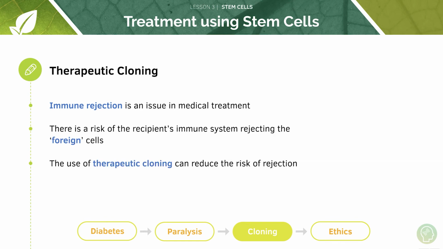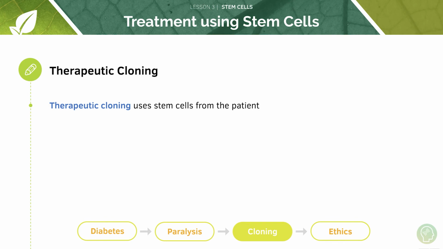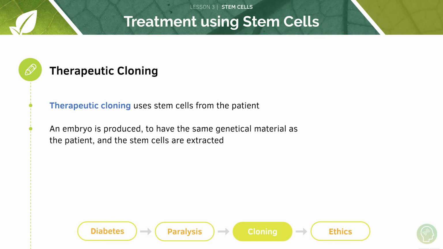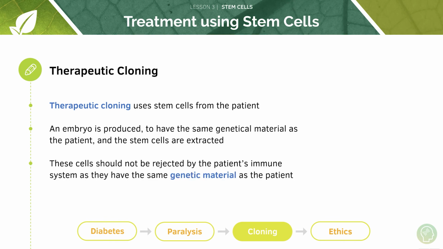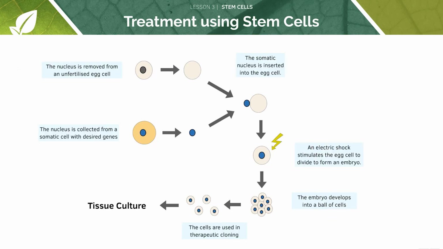So therapeutic cloning uses stem cells from the patient. An embryo is produced to have the exact same genetic material as the patient, and stem cells are then taken from the embryo to treat the patient. Because the stem cell derives from the patient, it really should not be rejected by the immune system of the patient because it's detected as a self cell. So it's detected as a cell that has derived from the patient rather than as a cell that is foreign to the patient. So let's just have a look at this in a tiny little bit more detail.